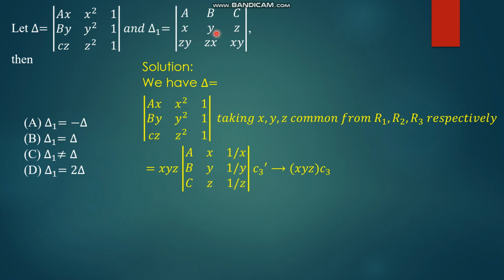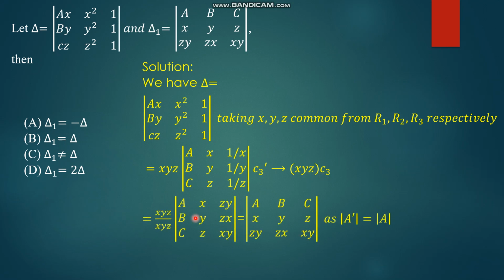Now look at the option again. ABC is okay, XYZ is okay. We have ZY, ZX, XY. But here we have 1 by x, 1 by y, 1 by z. So what we do is, for the third column, we will multiply it by x, y, z. In that case, xyz by xyz will be outside, that will get cancelled. So this will be ABC, XYZ, ZY, ZX, XY.